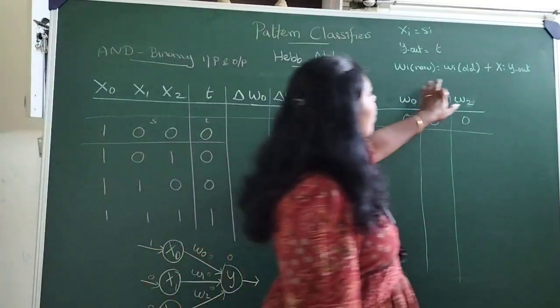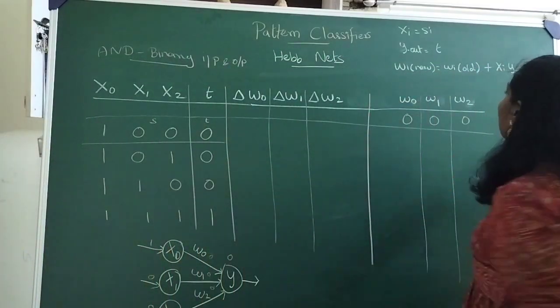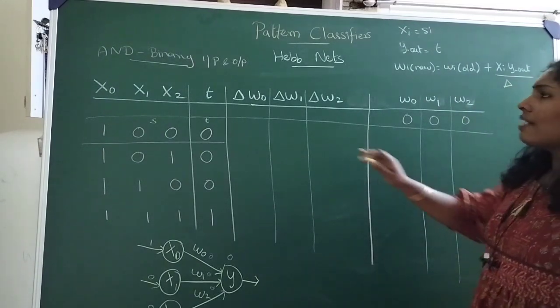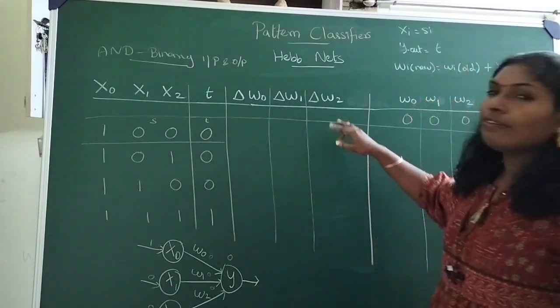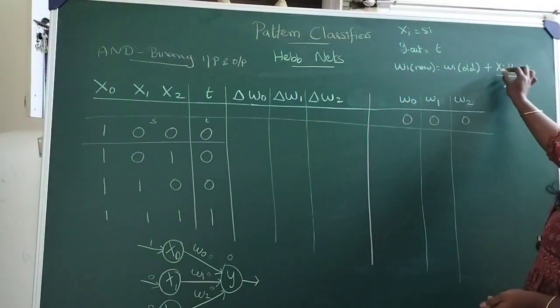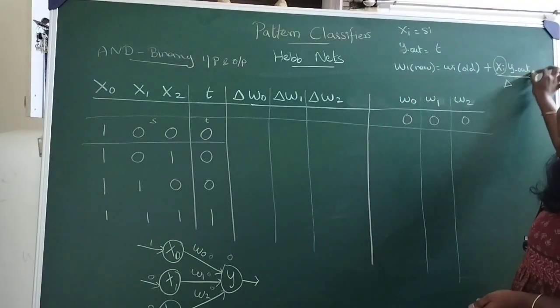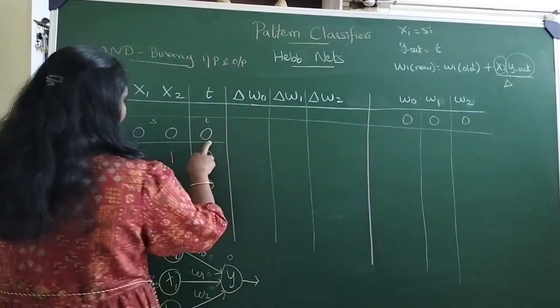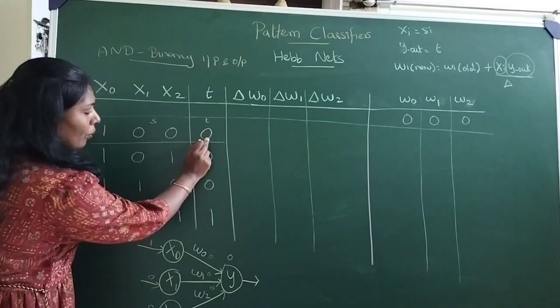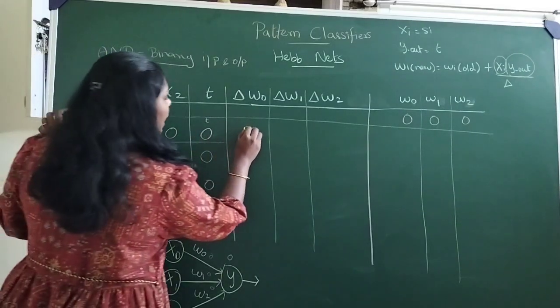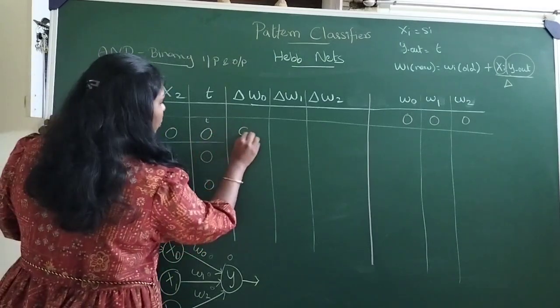Next step is the weight adjustment. So this is my del value. I have a separate column for filling this del value, which will be helpful for you to understand. I'm just going to multiply my x with the output value. The output value is nothing but my target value, so the target is 0. So 0 into x0 will be your del naught. 0 into 1 is 0.